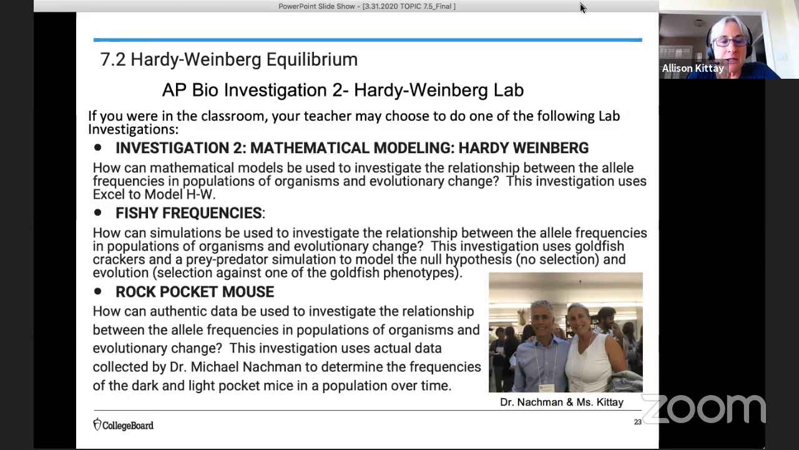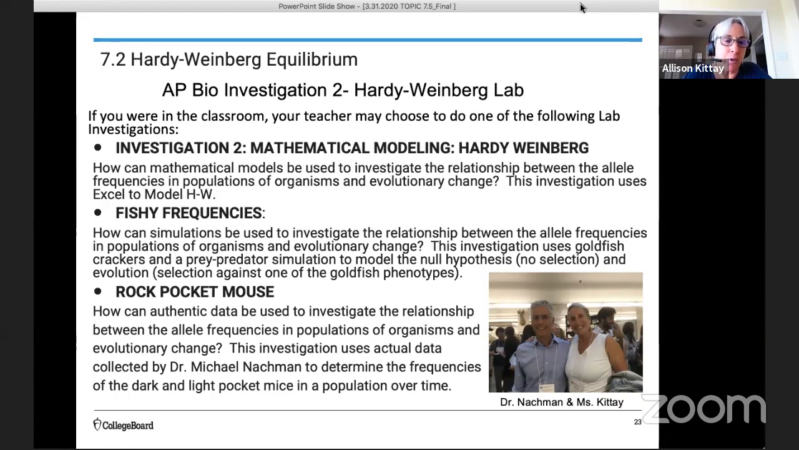Another one is called fishy frequencies, and this one is done using goldfish crackers and a prey-predator simulation to model the null hypothesis, which is no selection, and then evolution, which is selection against one of the goldfish phenotypes. And the fun thing about this activity is you are the predator, so you get to select against one of those goldfish cracker phenotypes. This can also be done with any two different phenotypes. So you could use animal crackers, or you could use M&Ms of two different colors. It's fun because you get to eat your data, which is always a good thing.